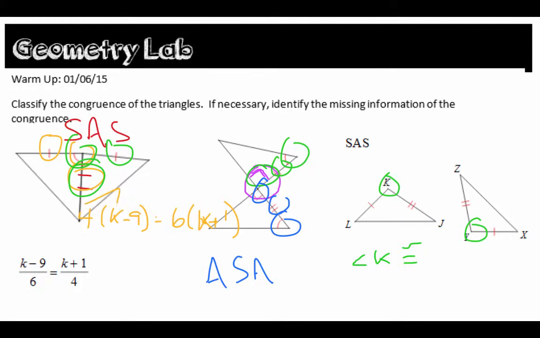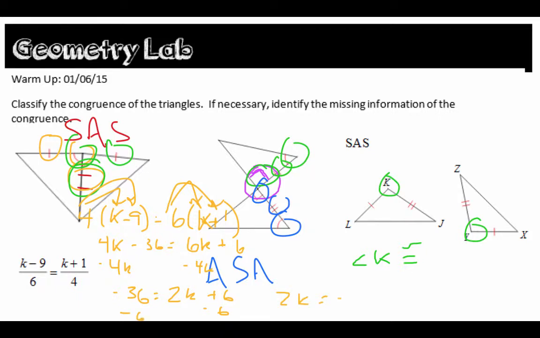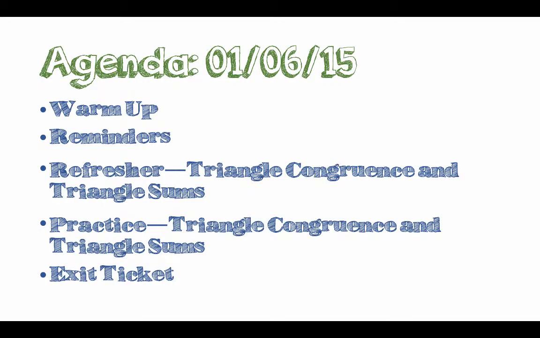All right. What we could do is distribute out. We get 4K minus 36 equals 6K plus 6. Next step is to get all of our variables on one side, so we'll subtract 4K from both sides. Negative 36 equals 2K plus 6, then minus 6 from both sides. 2K equals negative 42, divide by 2, K equals negative 21. So that's how you go through and solve that, and it would be a pretty simple thing for us to do.